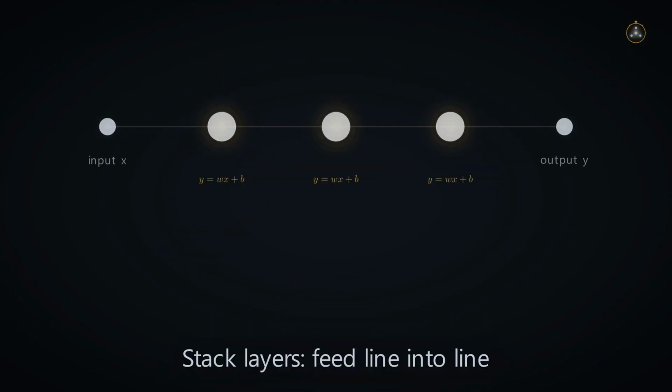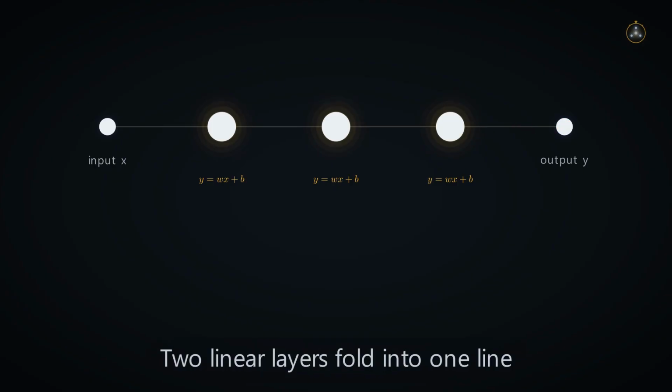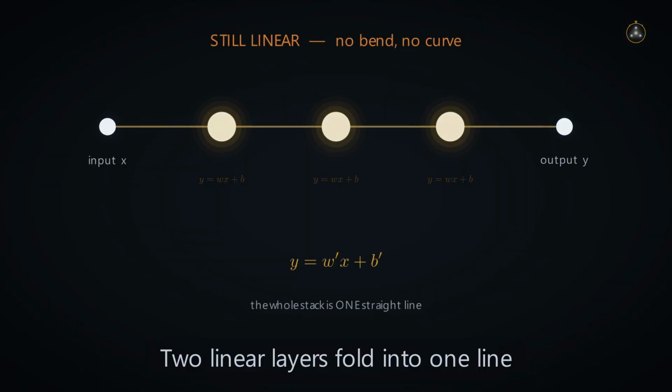But our neuron has one hard limit, so we stack it into deep layers, feeding one line into the next, hoping all that depth finally buys the power to bend. It does not. Work the algebra and two linear layers collapse into one. The weights multiply into a single new slope. The biases merge into a single new intercept, leaving W prime times X plus B prime. A line again. Stack 1,000 layers, still a line.